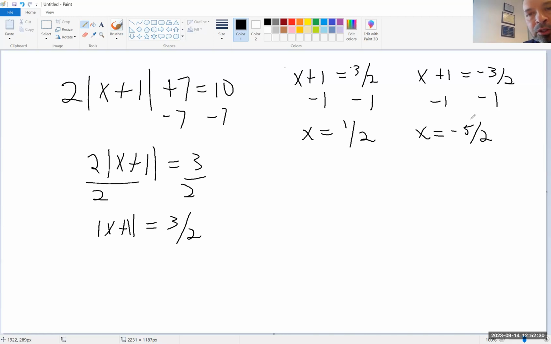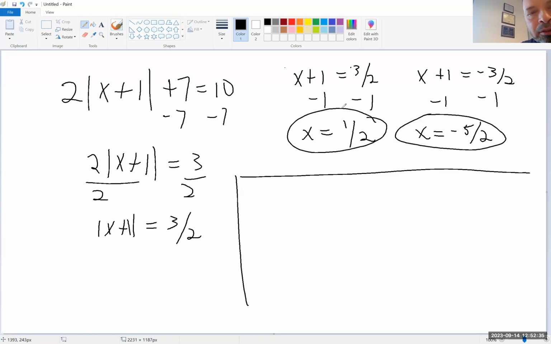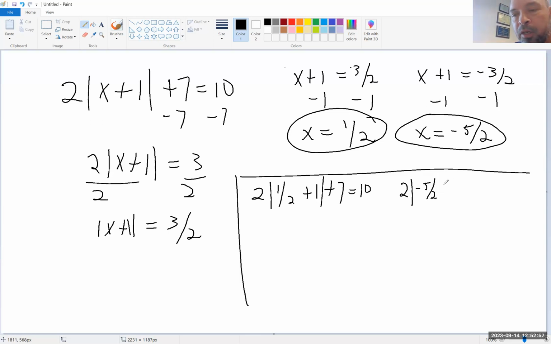And the last thing I need to do is check my answers. So I have my 2 solutions. And I want to try these and make sure that they're both solutions. At times, perhaps only one of them will work. Or perhaps neither of them will work. Make sure I plugged everything in correctly.